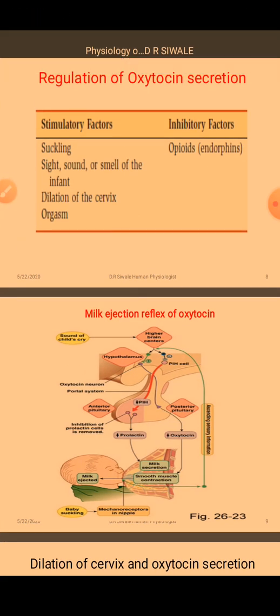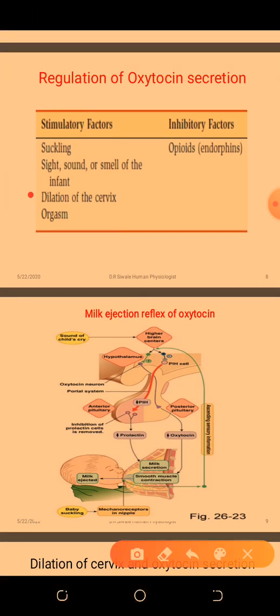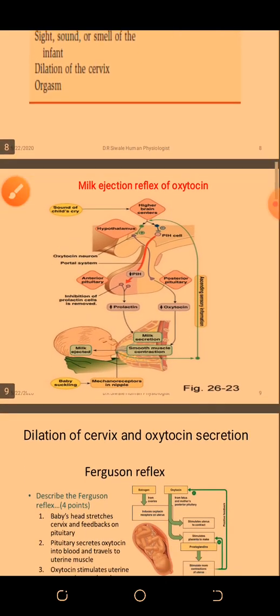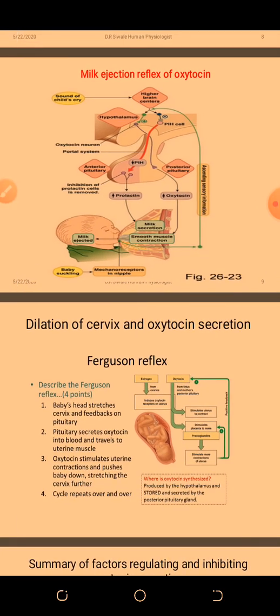Okay, so we also mentioned that dilation of the cervix also causes oxytocin secretion. How? This is the one we are calling the Ferguson reflex. So apart from the suckling reflex, dilation of the cervix results in secretion of oxytocin.